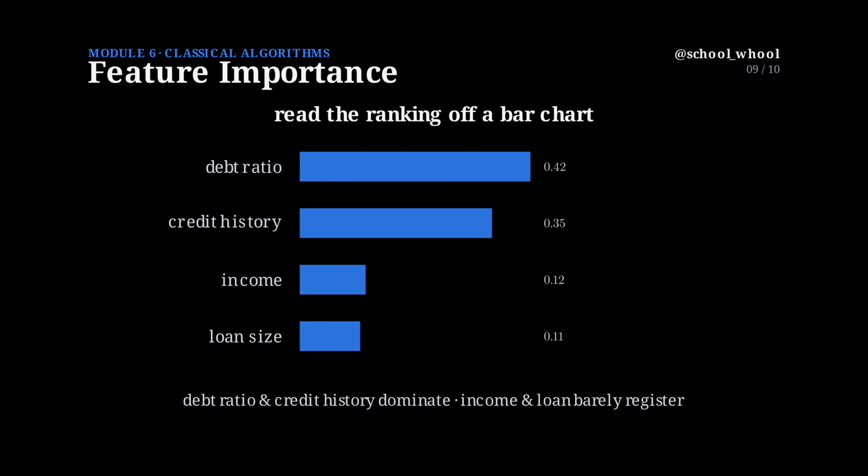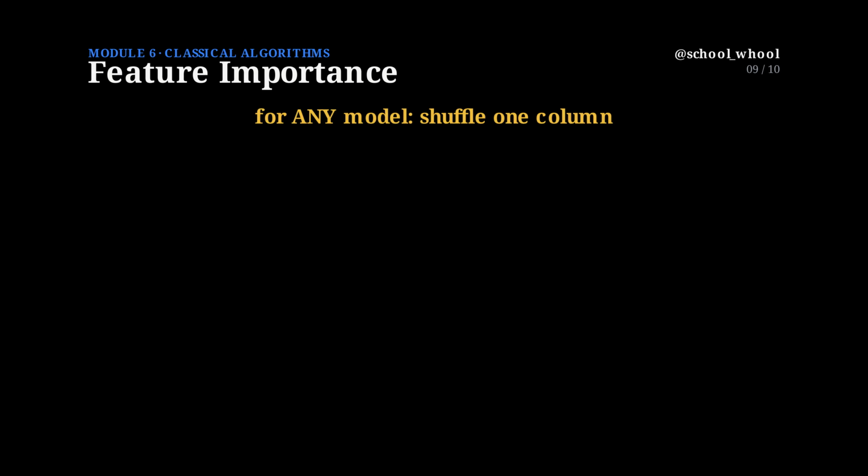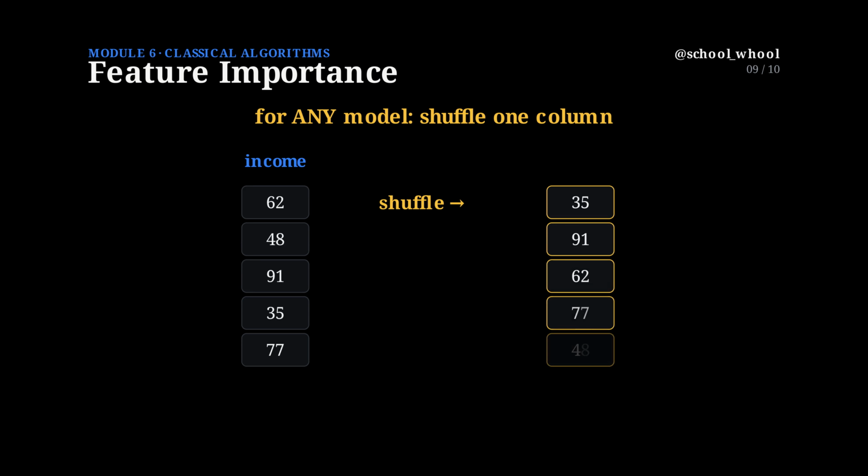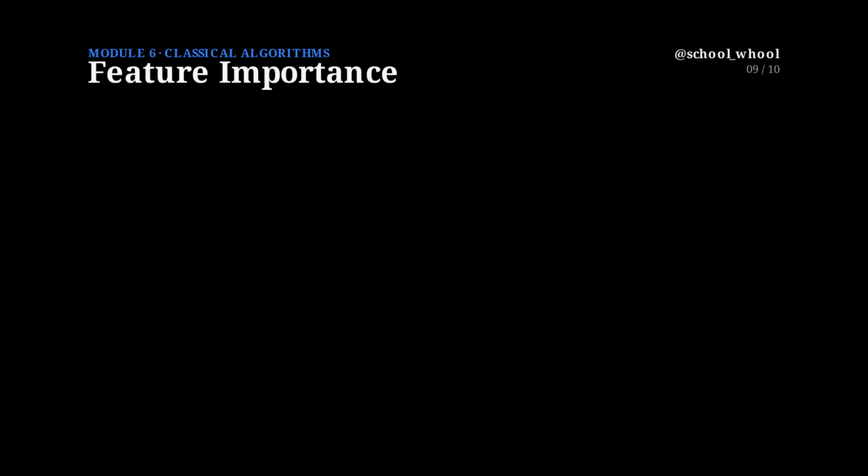But what about models that don't hand us importance, like k-nearest neighbors or a support vector machine? There's a beautifully simple, universal trick called permutation importance. Take one feature's column, and shuffle its values into a random order. That keeps the column's numbers, but breaks its link to the answer. Now rescore the model with that one column scrambled, and watch the accuracy meter.